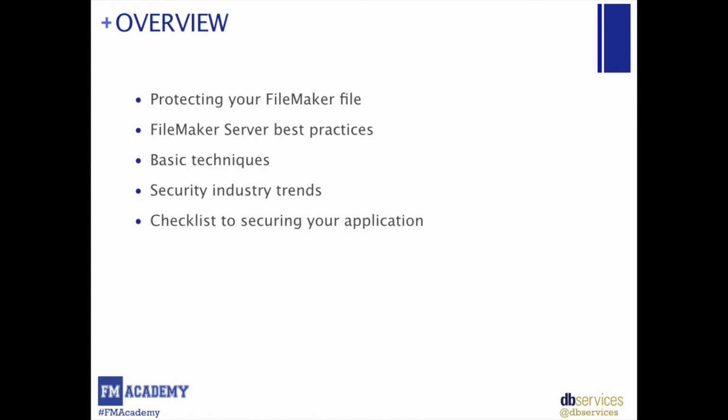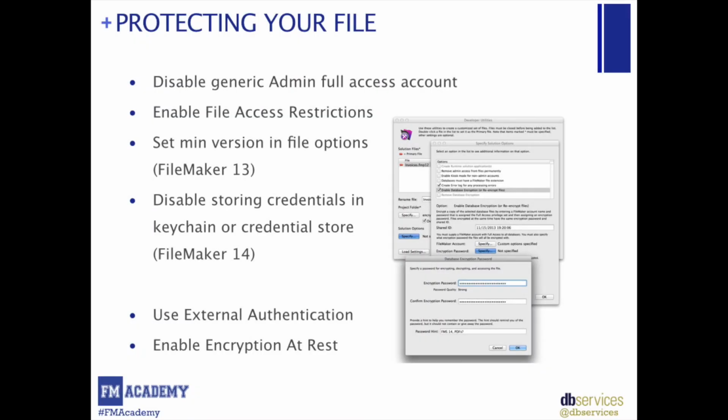So let's get started. Ways to protect your FileMaker file. The first thing I usually do is disable the generic admin full access account. Now, when I say disable, you can turn it off, or you can delete it from the account. This isn't to say that you can't have a full access account in the system. I just believe that the admin account is too generic, and by default, a new file will not have any account in it at all.